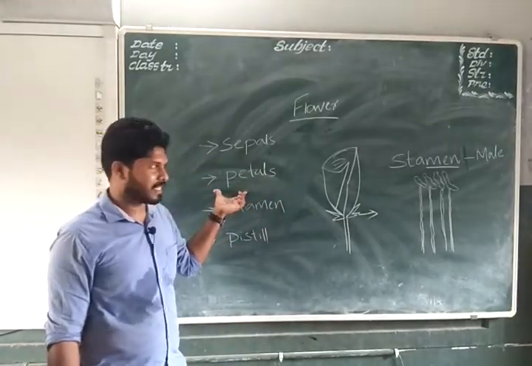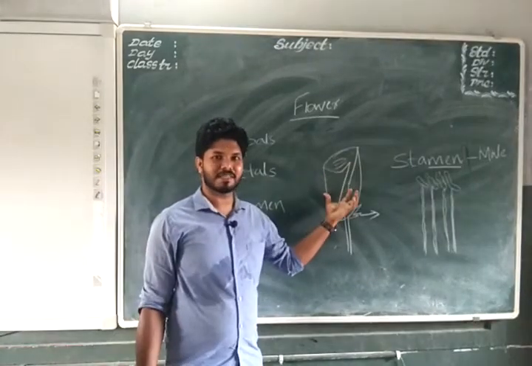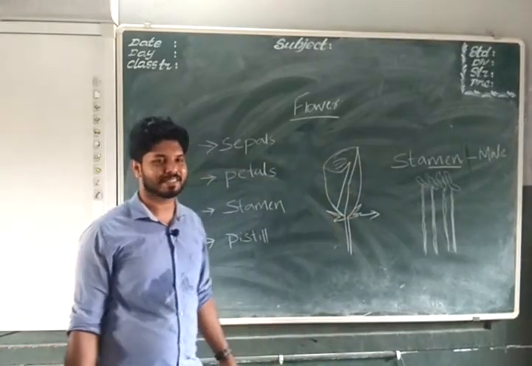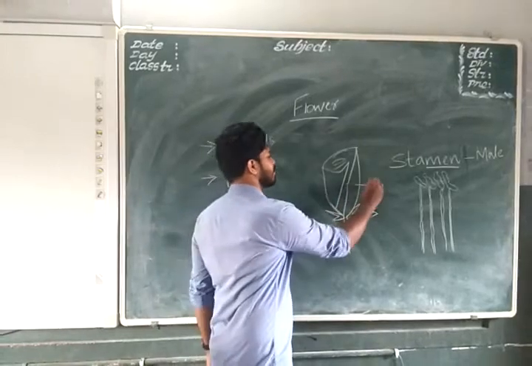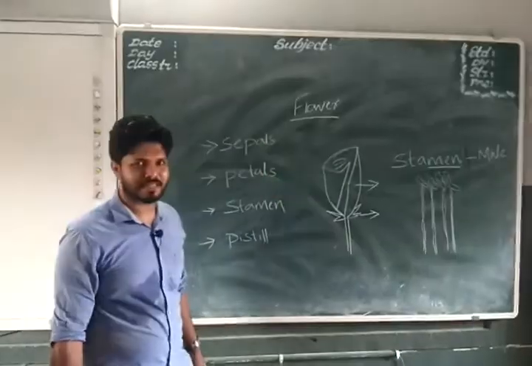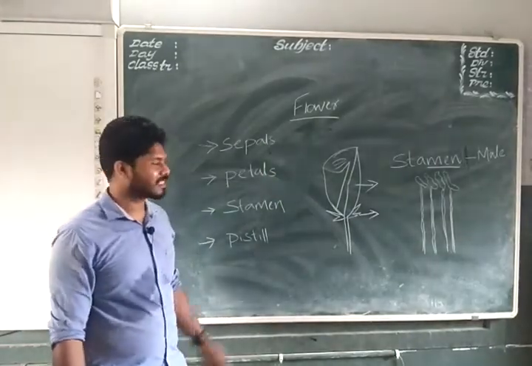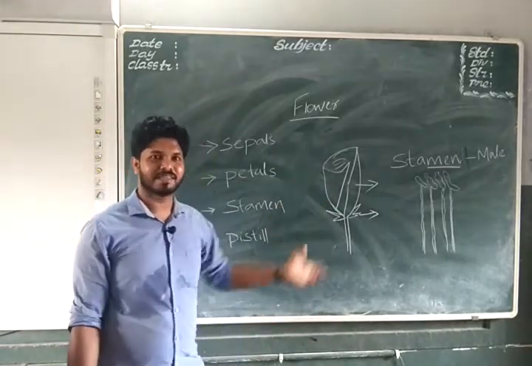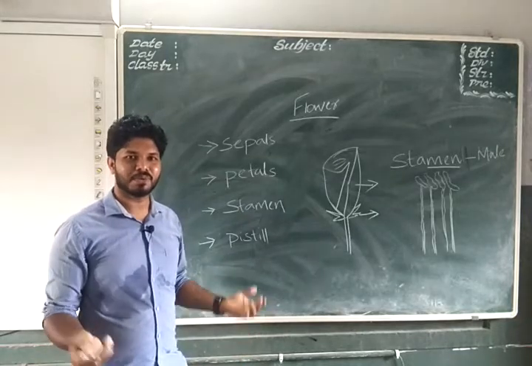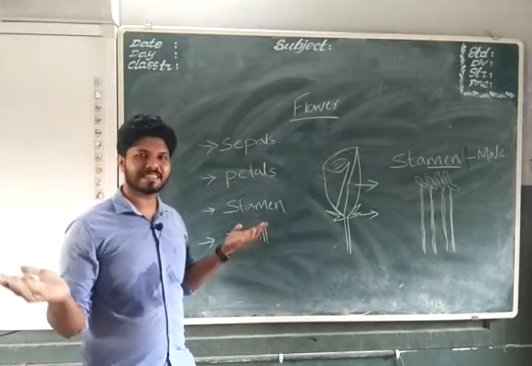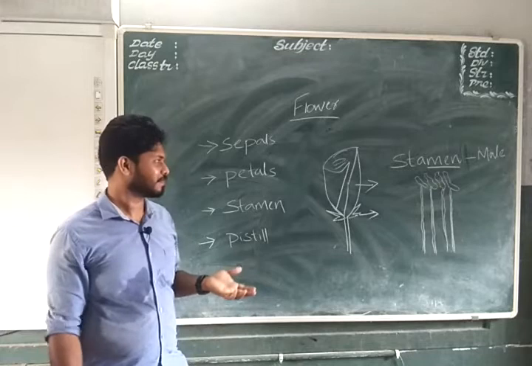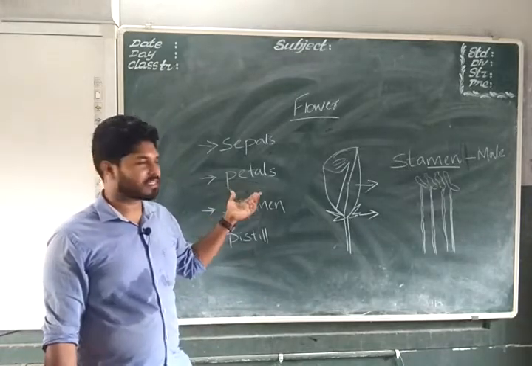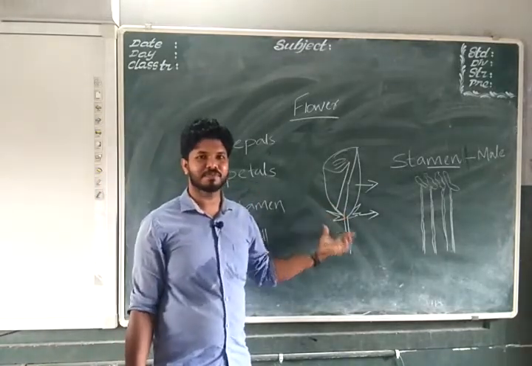Then next one is petals. The most attractive part of a flower is called petals. That is this thing which is called petals. It is the most attractive part, isn't it? It's colorful. Maybe rose, sometimes red, white, yellow, then violet, etc. It comes in different colors. So these petals are the most attractive part of a flower.